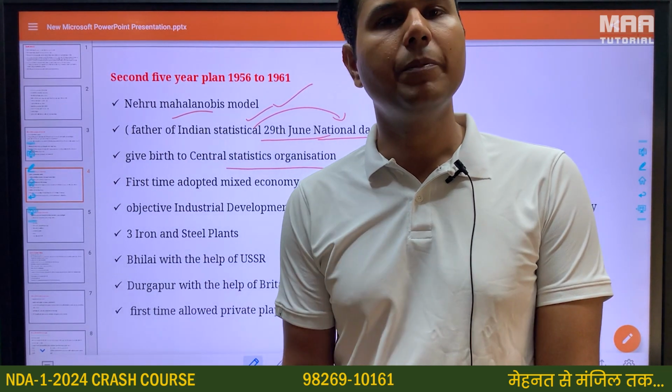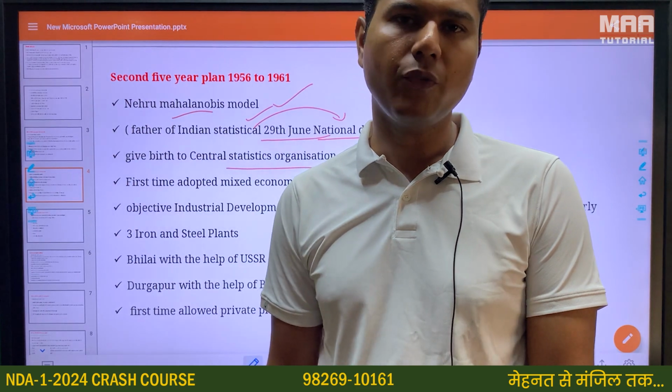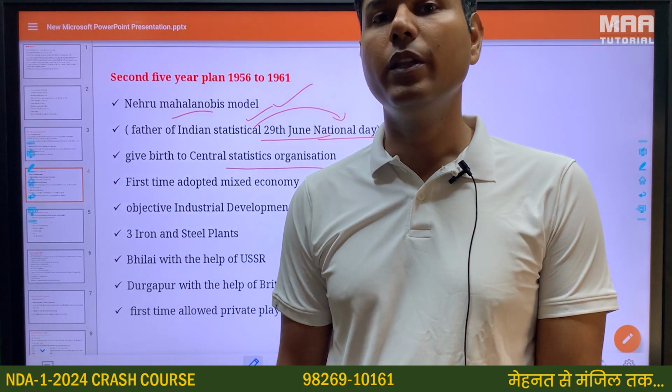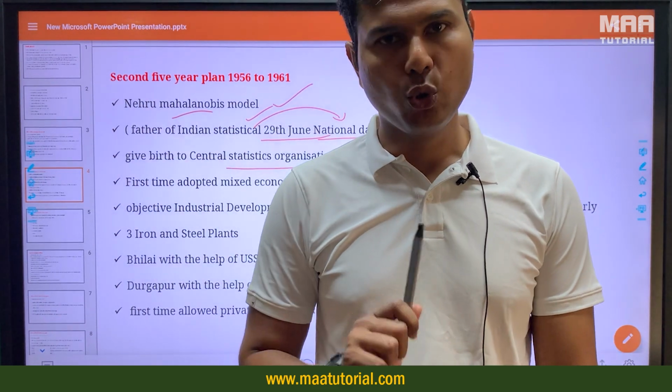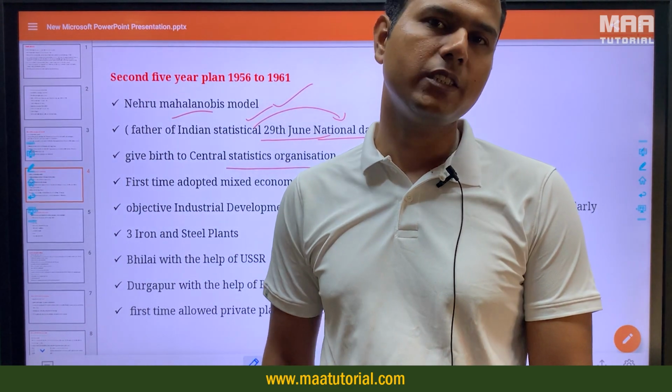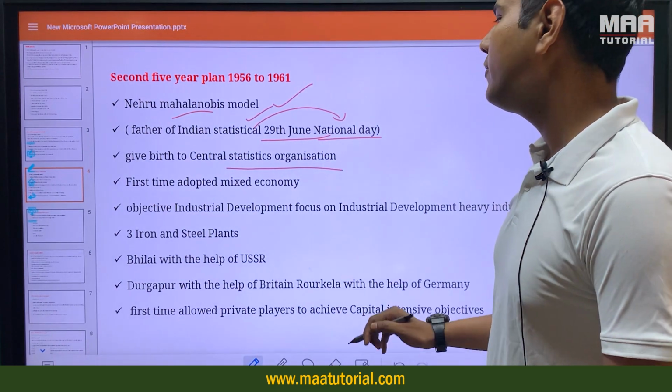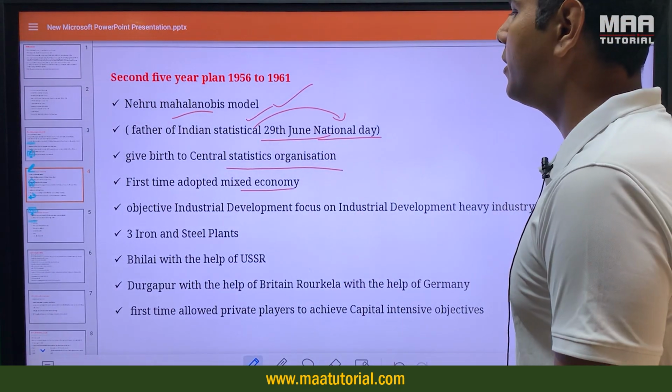Obviously, private players want to be in the economy to make a profit, right? But Nehru ji allowed them only in certain sectors wherein the government wanted to go ahead, but financial restrictions were not allowing it. So that is why the concept of mixed economy first came in this plan.